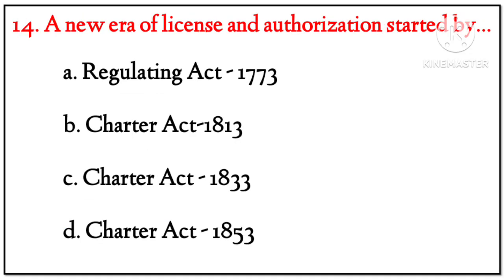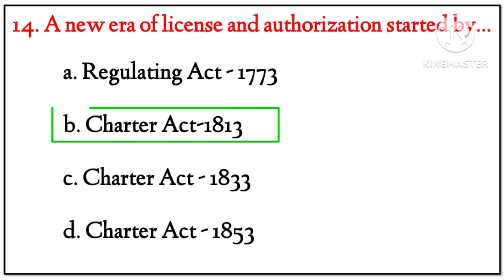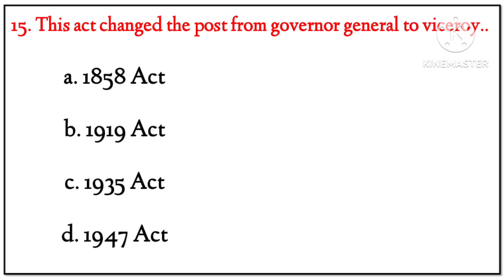Fourteenth: a new era of license and authorization was started by, options are Regulating Act 1773, Charter Act 1813, Charter Act 1833 and Charter Act 1803. Our right option is option B, Charter Act 1813. Fifteenth one: this act changed the post from Governor General to Viceroy. Our options are 1858 Act, 1919 Act, 1935 Act and 1937 Act. Our right option is the first one, A, 1858 Act.